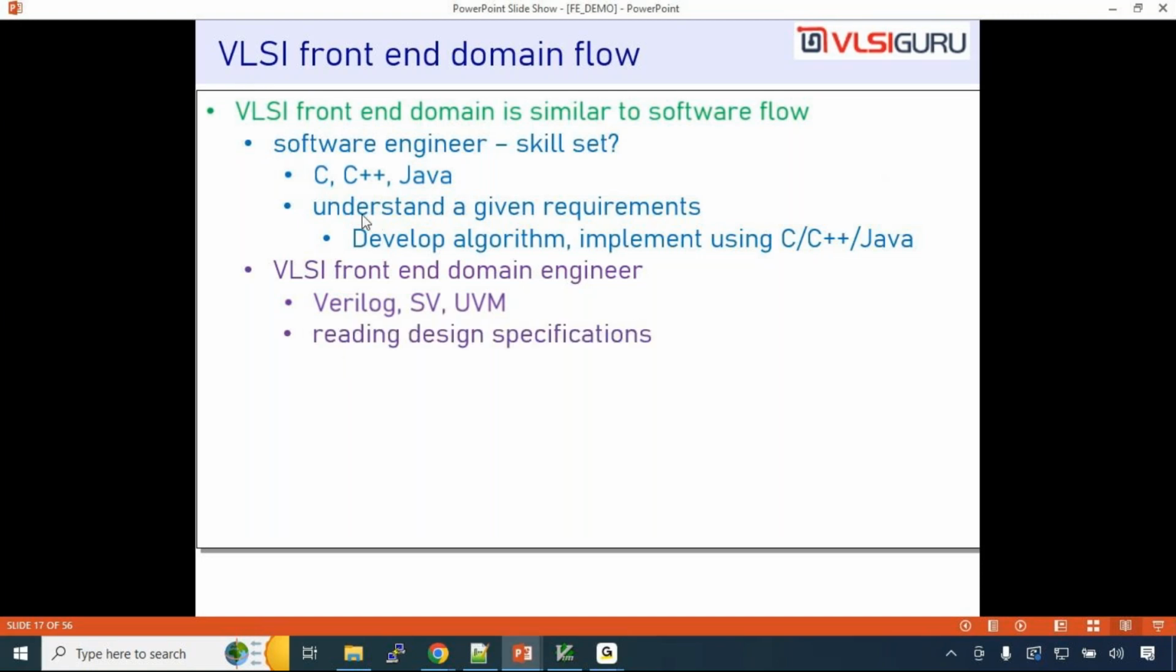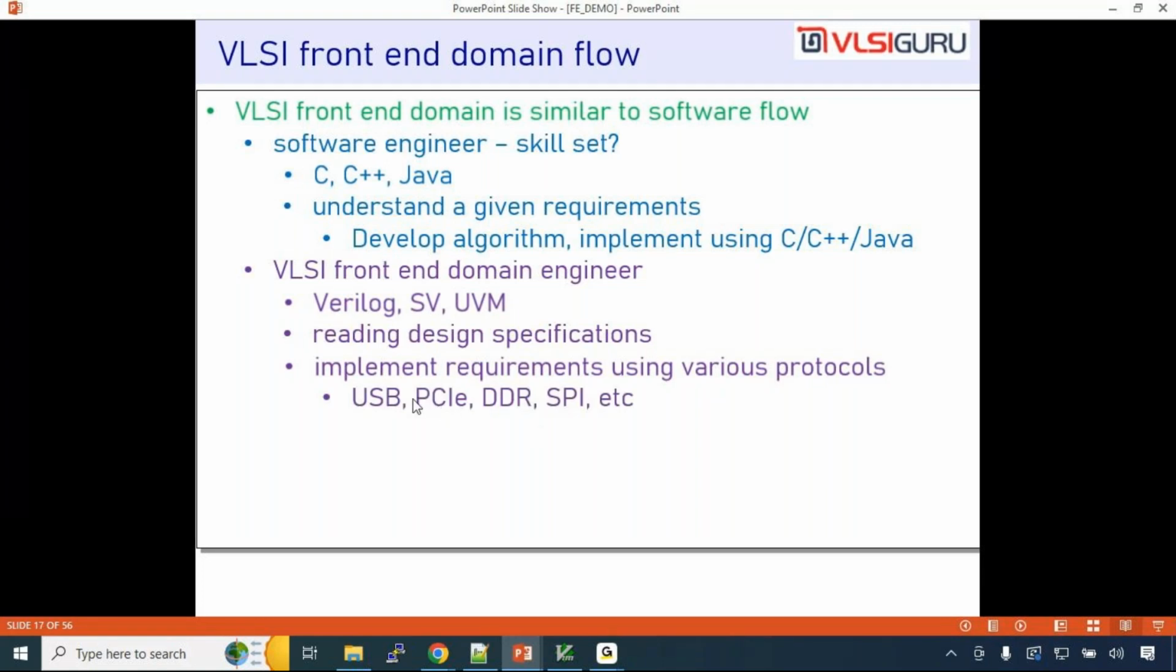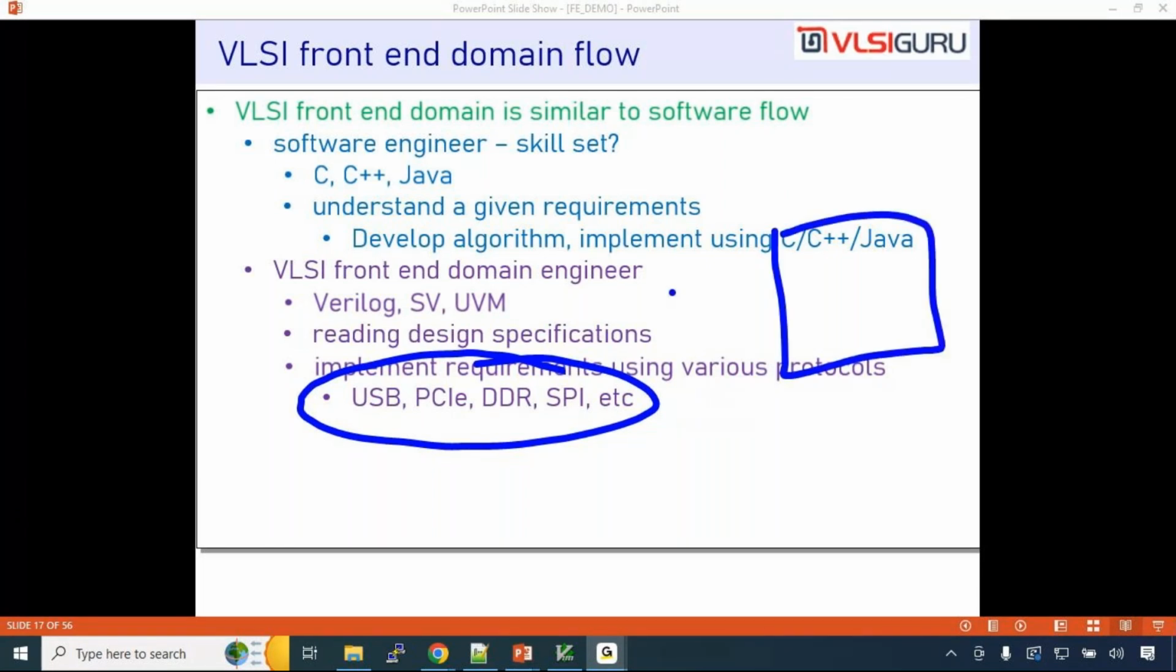Then, like understanding the requirement, here we should be able to read the given design specifications and implement the requirements using various protocols. Protocols are like USB protocol, PCI Express protocol, DDR protocol, SPI protocol. Remember, one hour back, one student was asking, I want to learn PCI Express and NVMe. So that is what he's talking about. Because the entire chip works using protocols. If I'm inserting a pen drive into my laptop, there is a protocol involved in how the data transfer happens between the laptop and the pen drive. Those rules we need to understand as a VLSI engineer.